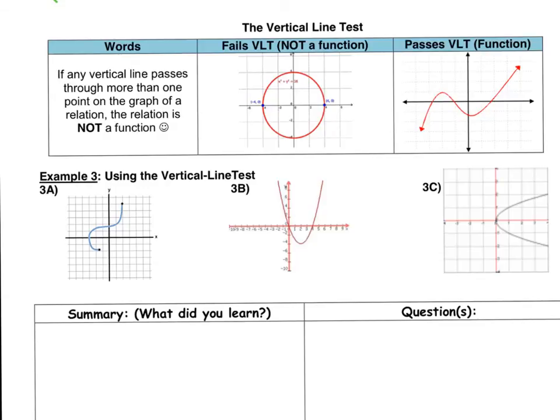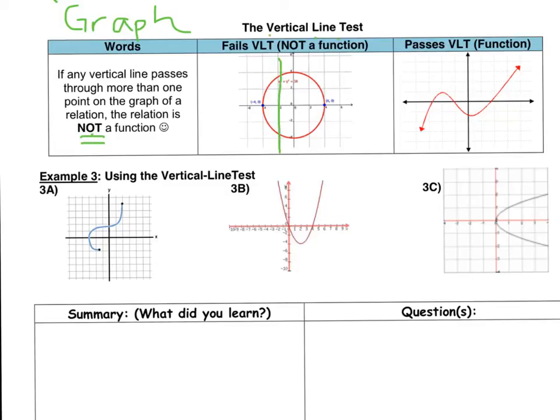Sometimes we don't have a table or a mapping or a list of ordered pairs to decide if the x's repeat or not to determine if something's a function. So when we have a graph, this is for figuring out if a graph is a function. We use the vertical line test. I like to abbreviate it, the VLT. The rule is, if you have a vertical line, a straight up and down line, that passes through more than one point on your graph, then the relation is not a function.